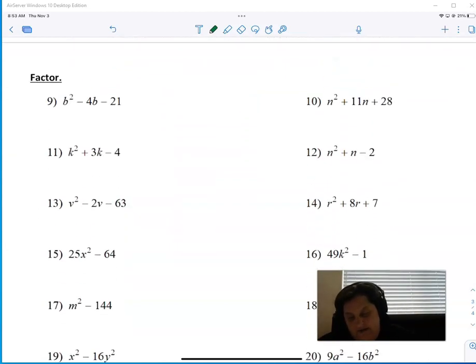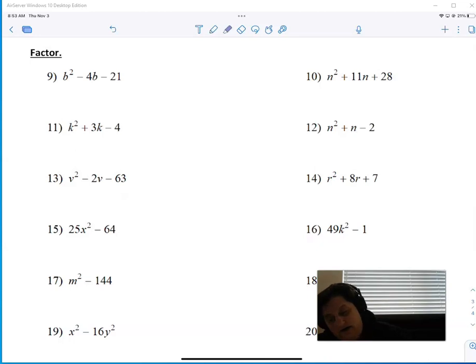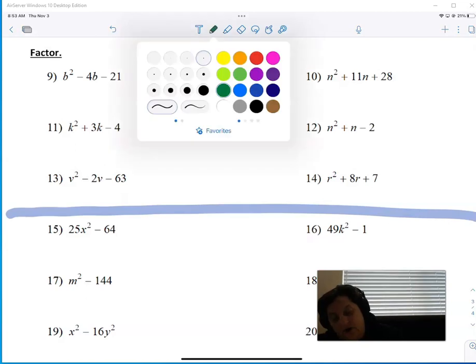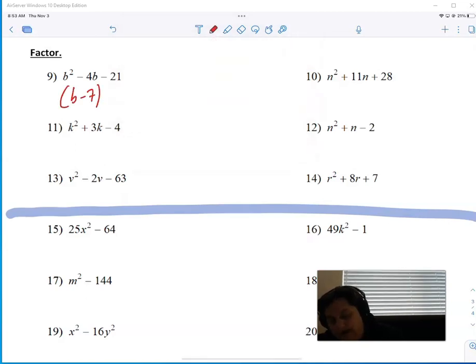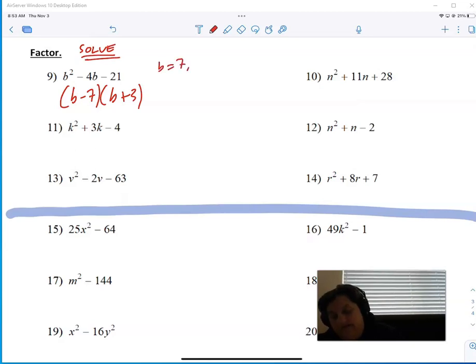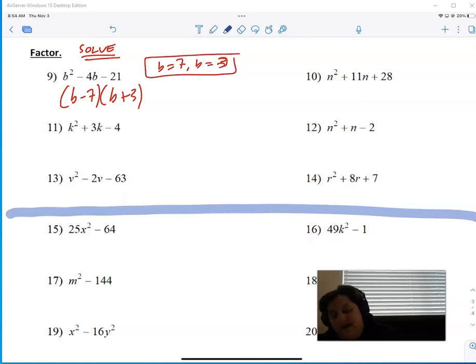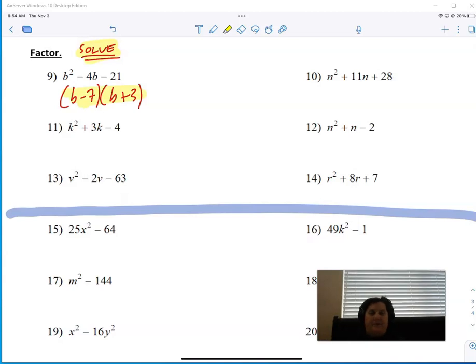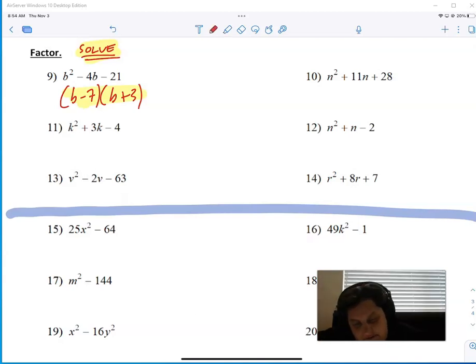Pretty much the rest of the test, you guys, is factoring. Now, on factoring, if it were to say solve, I would write it differently, but if it just says factor, okay? All right, so let's go through and do these.